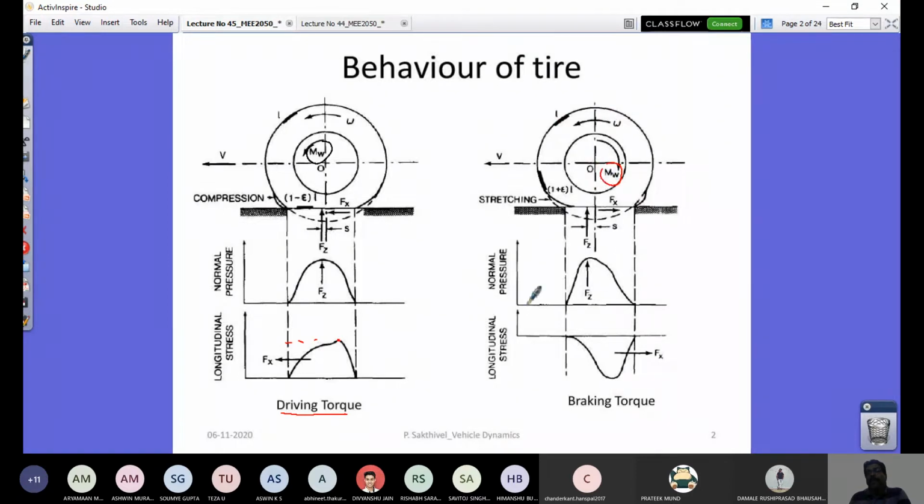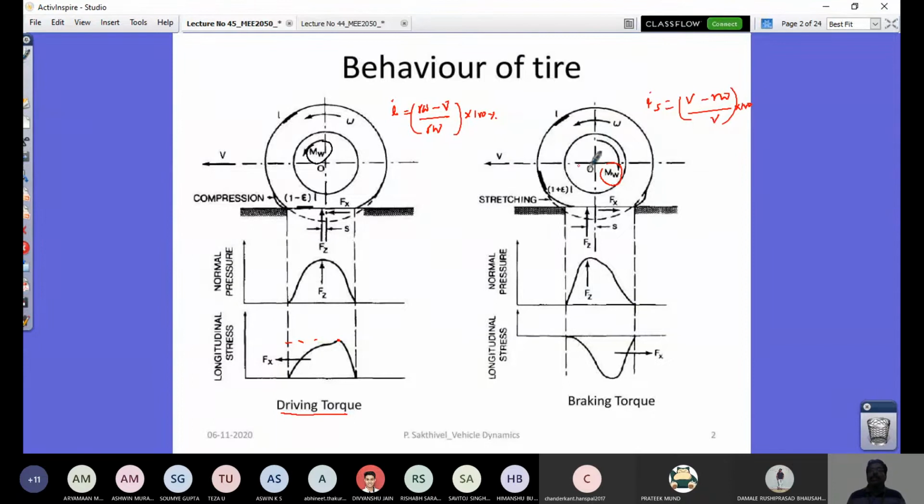And you have similarly normal pressure variation as well as the longitudinal stress. Here it is a negative value because it's a braking force that comes. So these two diagrams are essentially required for you to define longitudinal slip. Longitudinal slip is (Rω minus V) by Rω into 100%, or to define skid, which is (V minus Rω) by V into 100.